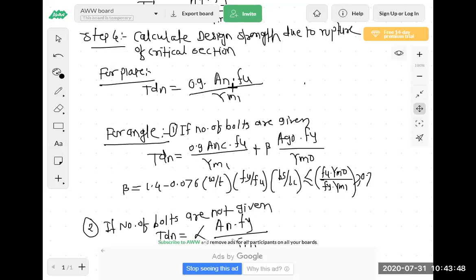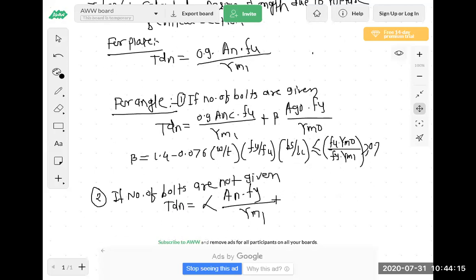For plate we have calculated An, and that An we have to use in step number 4 for the plate formula. Then next, in step number 2 we have calculated Anc and Ago. That Anc and Ago are required if number of bolts are given, and if you use the formula for beta, then Anc and Ago is required. Same, if number of bolts are not given, then we have calculated An in step number 2.